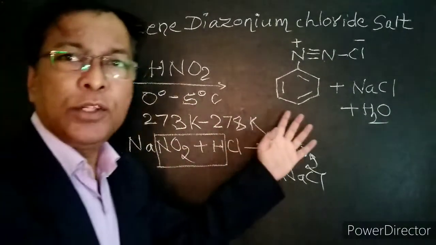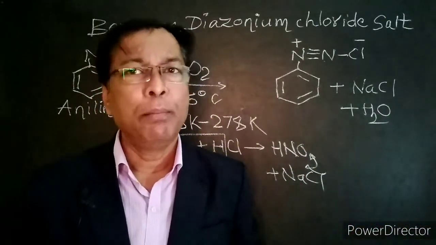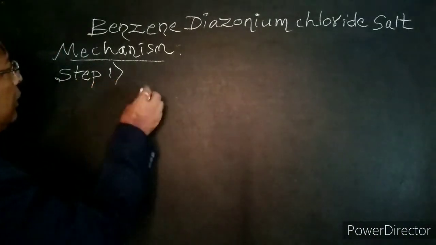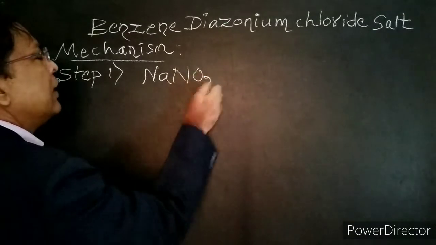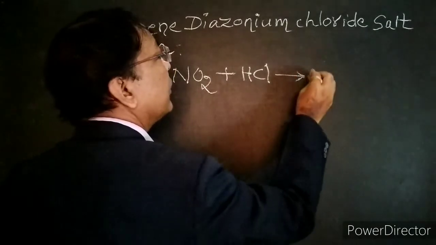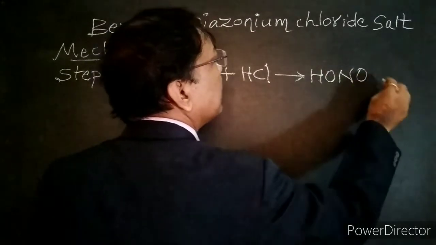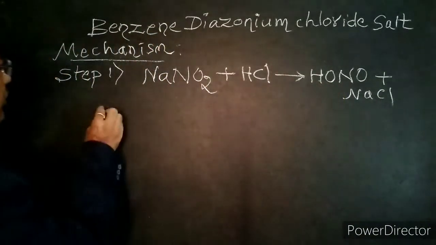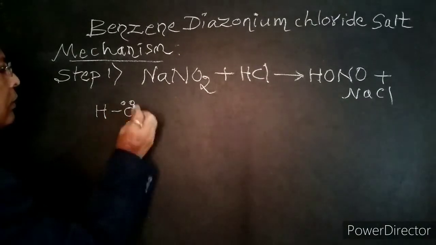Now we will see the mechanism of this reaction, how this reaction takes place. Step by step we study the mechanism. Here we go. Mechanism of diazotization reaction. In the first step, sodium nitrite, NaNO2, reacts with HCl. We get nitrous acid, HNO2, plus NaCl. This nitrous acid, I write here like this.